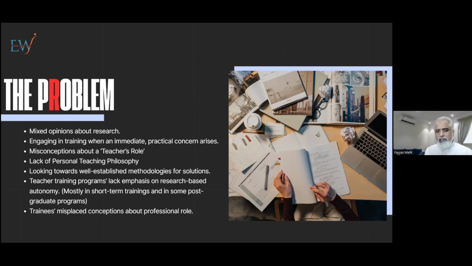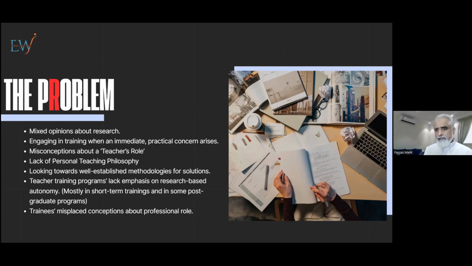Giving a lot of attention to those theories, teachers forget that they can also have autonomy, where they can develop their own philosophy, their own approach, which can be a combination of certain theories or which can be a little bit away from those theories. So this can be another constraint. The teacher training programs lack emphasis on research-based autonomy, mostly in short-term trainings and in some postgraduate programs as well.